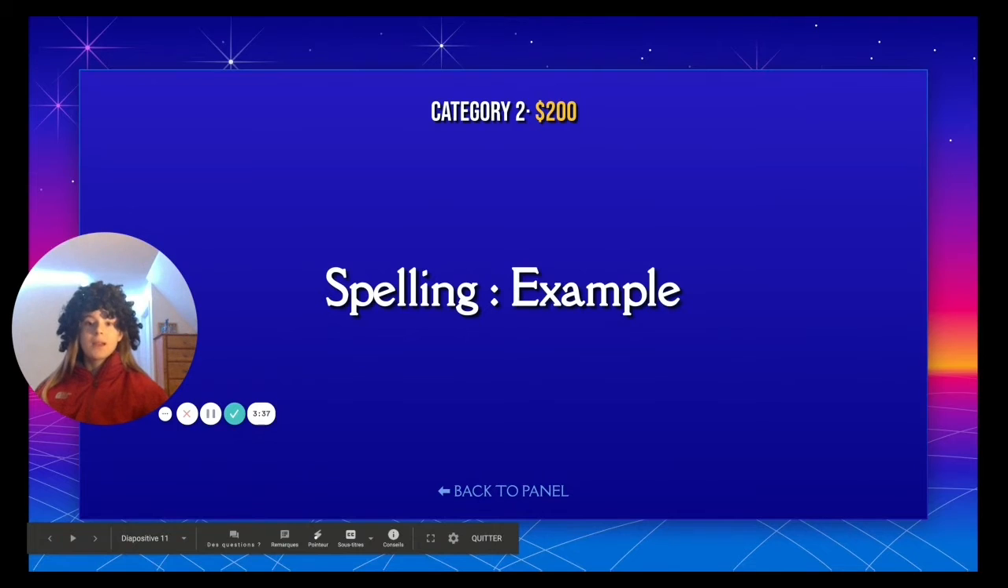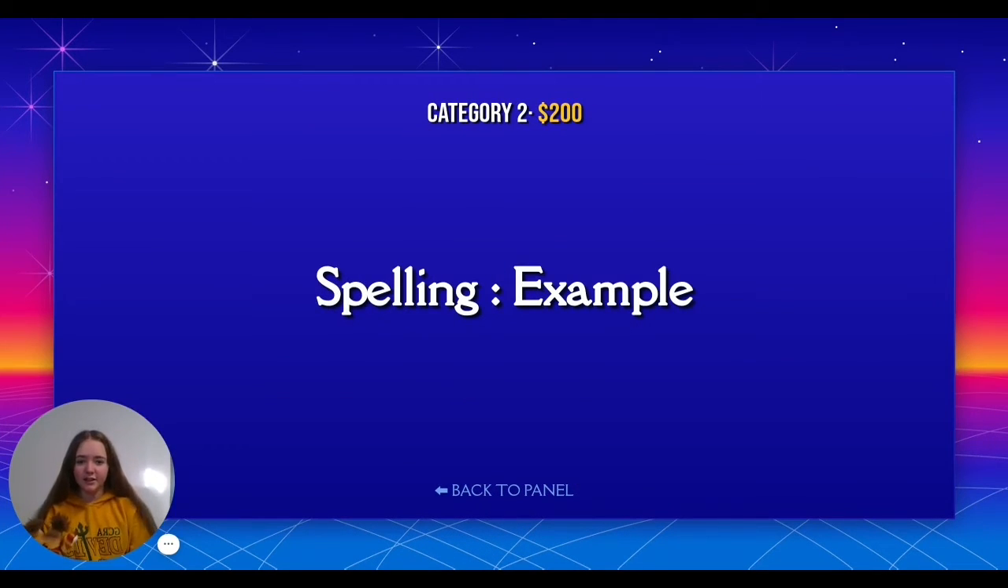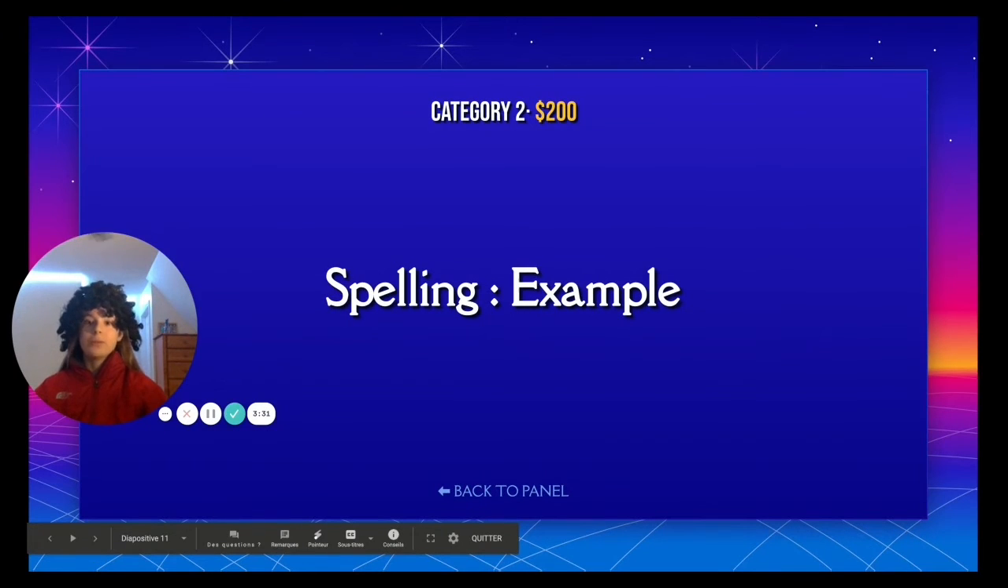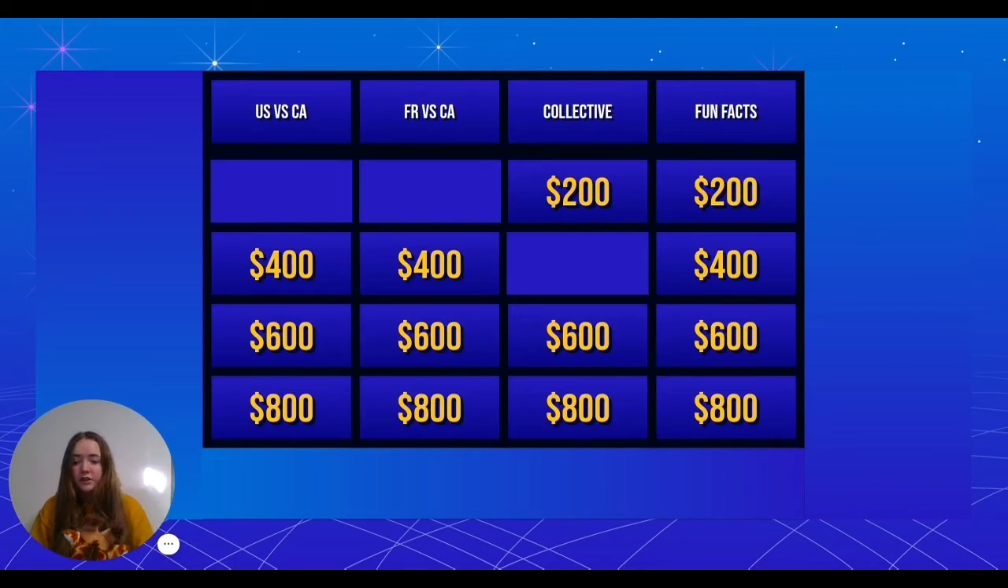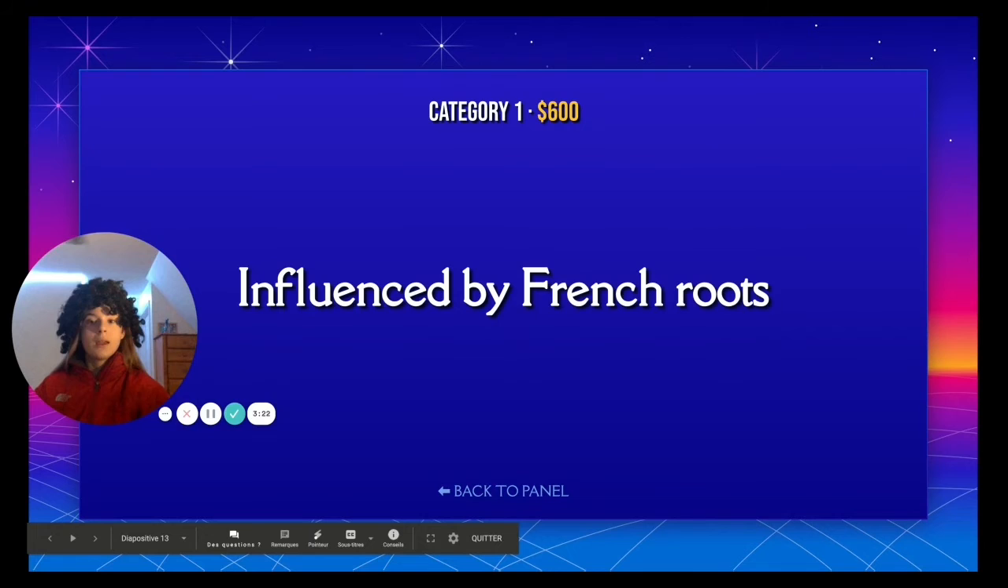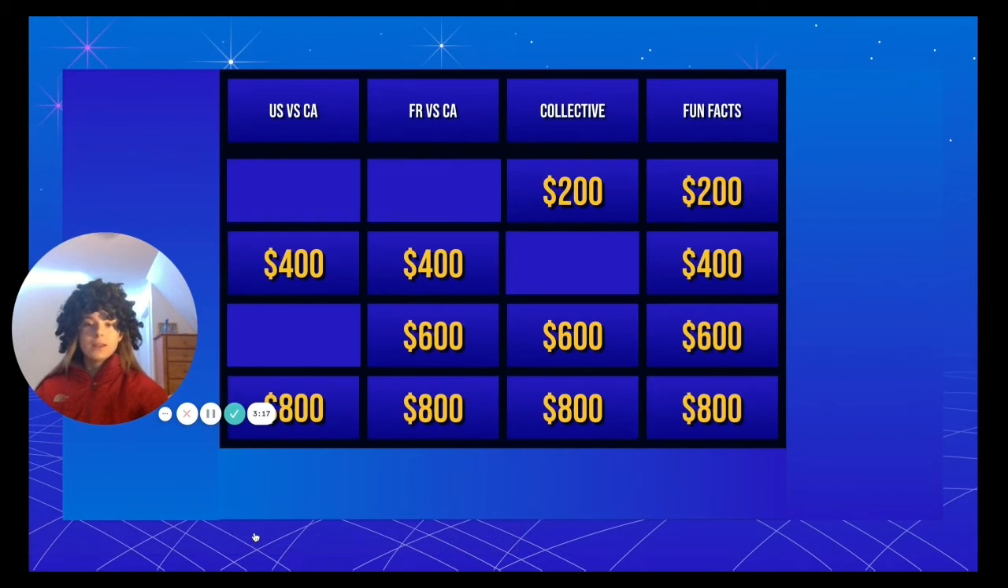Category 2, 200. Spelling is which, as example written in that way. Canadian English. Congratulations, Ivy Lebrun. That's your first correct answer. You can now pick the next category or stay in the same one. For the next category, I would like US versus Canadian 600. Category 1, 600. Influenced by French roots. Canadian English. Yes, correct answer. Bam, $600 goes to you. Now you can pick the next category.